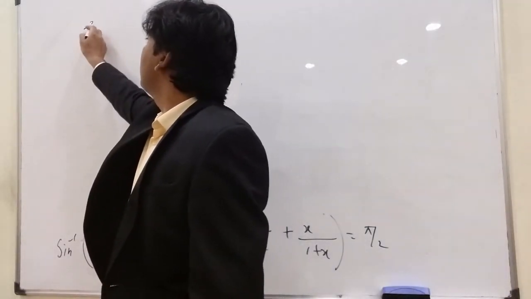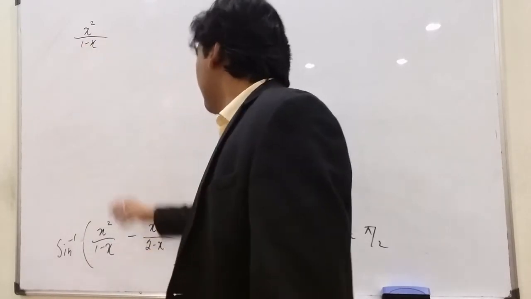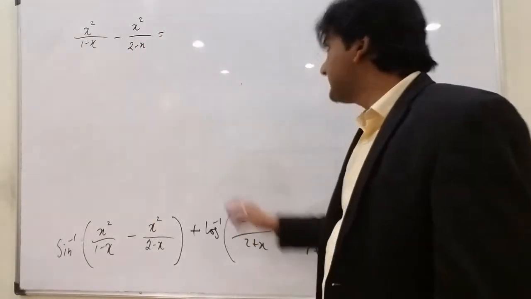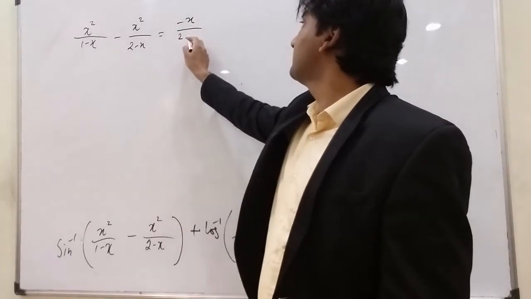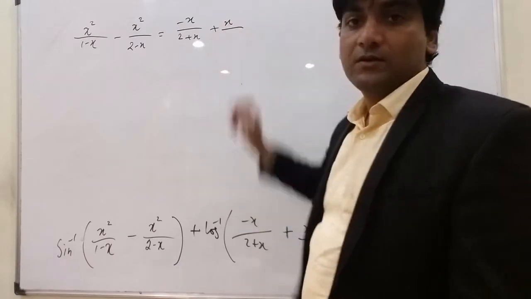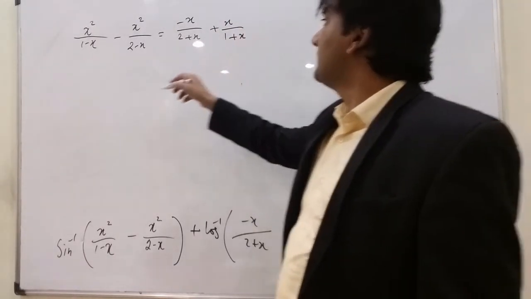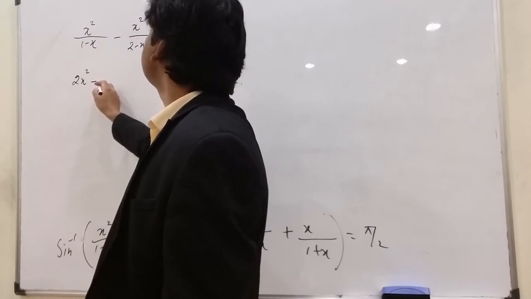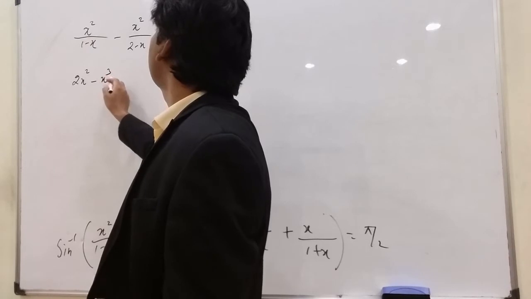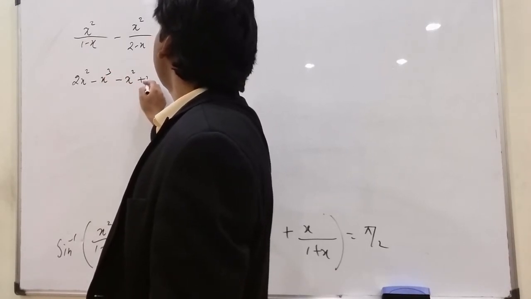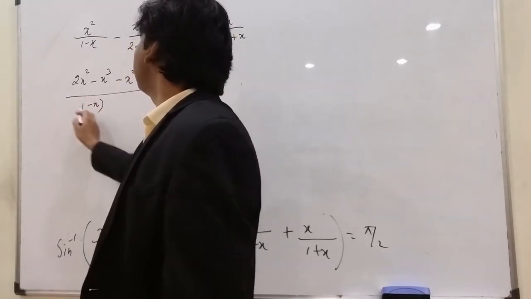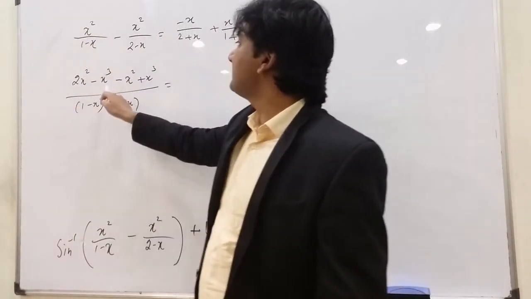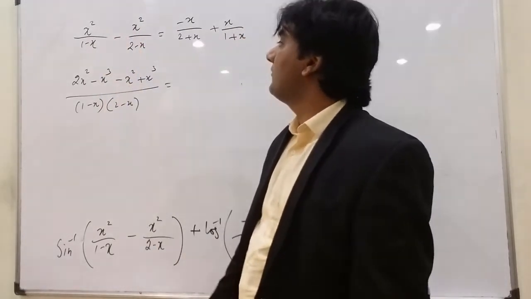So this is x square over 1 minus x, and minus x square over 2 minus x, equals minus x over 2 plus x, and then plus x over 1 plus x. Now solve this. Then this would be 2x square minus x cube minus x square plus x cube over 1 minus x times 2 minus x equals, again, x square times 2, 2x square minus x cube, then minus x square, then plus x cube over 1 minus x times 2 minus x.